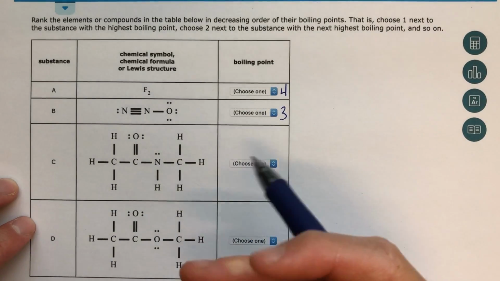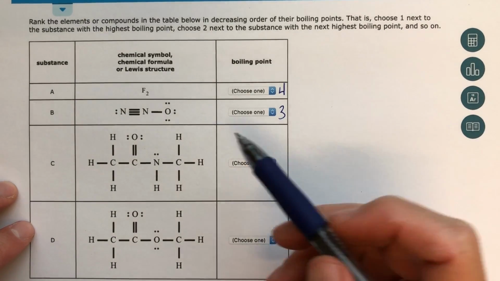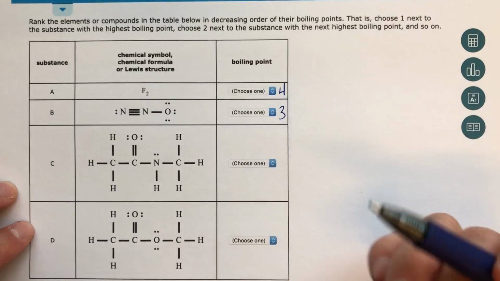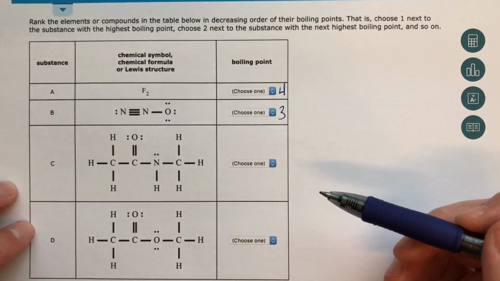When we're doing our comparisons, we want to try to make as direct comparisons as possible. And the fact that this is smaller in size than these, it's going to have much less dispersion forces. That's going to mean that it's less stuck together. So that's going to be number 3 in this case.